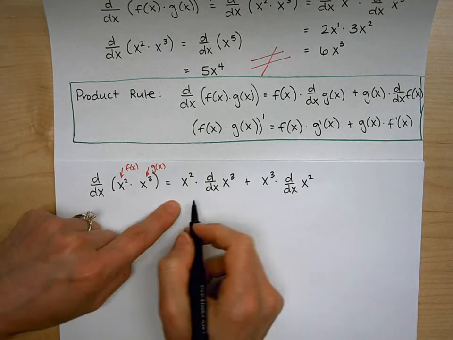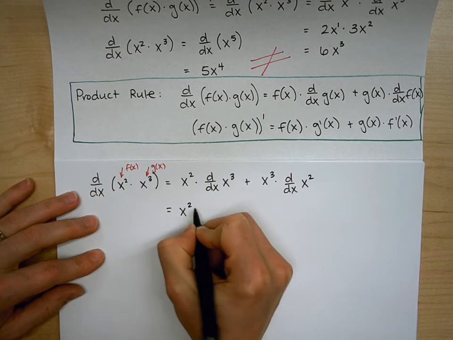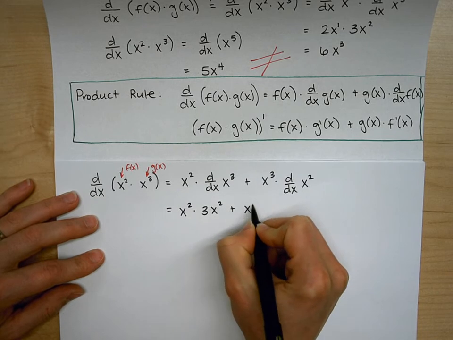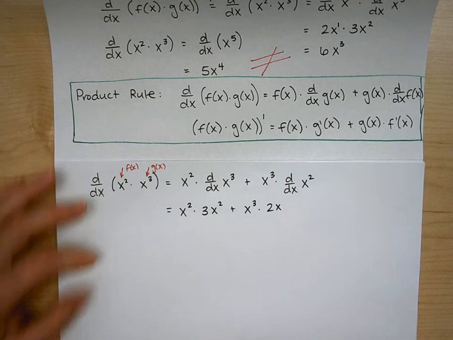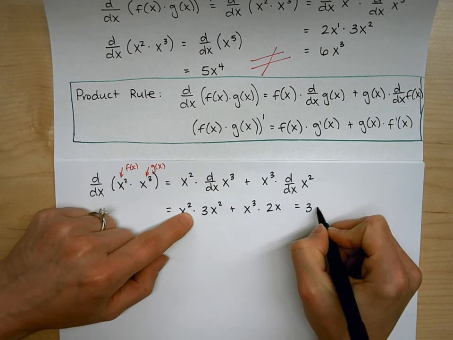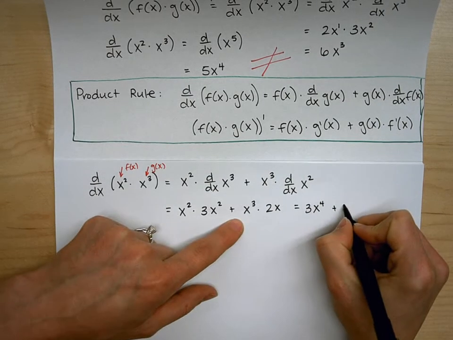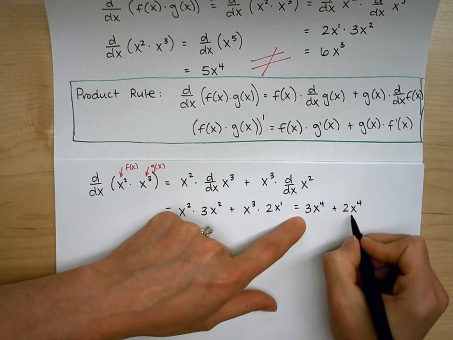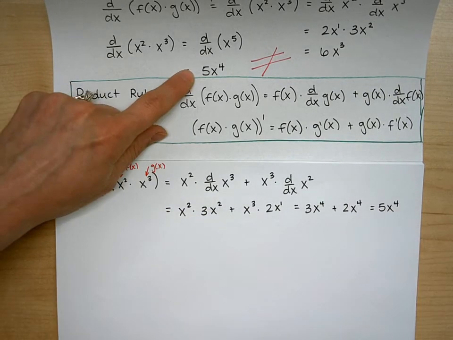Now notice I haven't actually gone through and finished this yet. I need to finish by taking the derivatives. So I have x squared, derivative of this is 3x squared. X cubed, derivative of x squared is 2x. And let's do some simplification. So here I have 3x, add the powers, so to the fourth, plus 2x to the, again, add the powers, fourth, and here we go, like terms, 5x to the fourth, just like we had started out with.